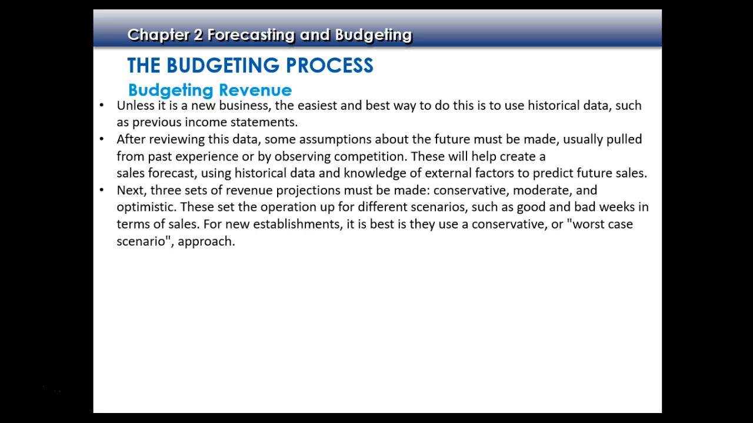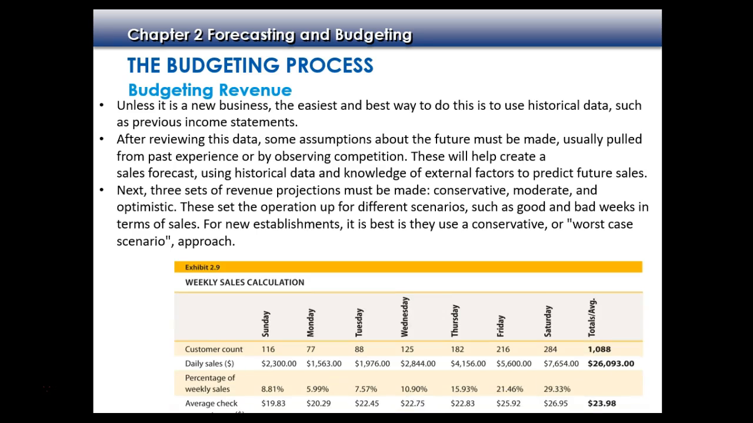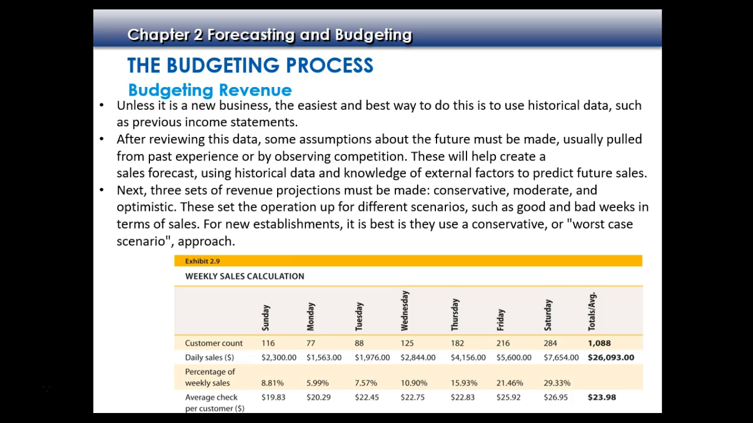Next, 3 sets of revenue projections should be made. You want conservative, moderate, and optimistic. We're always looking out for that optimistic side. Now these are set for the operations to set up different scenarios, such as good weeks, bad weeks, in terms of sales. For establishments, it is best to use the conservative, or worst case scenario, approach.